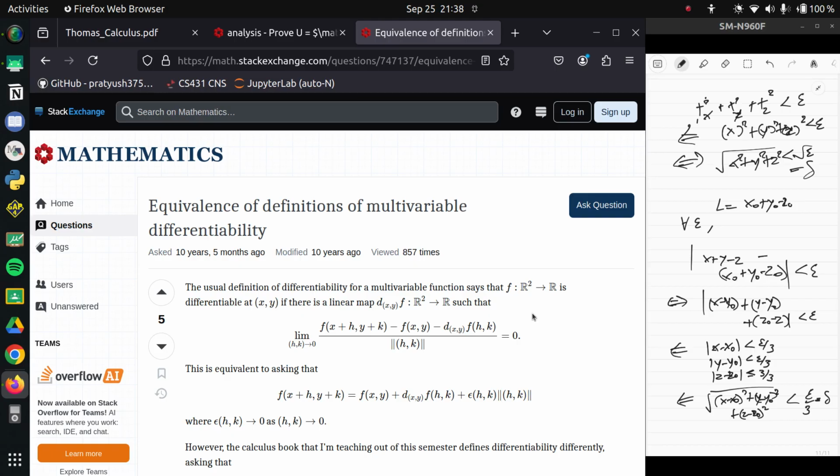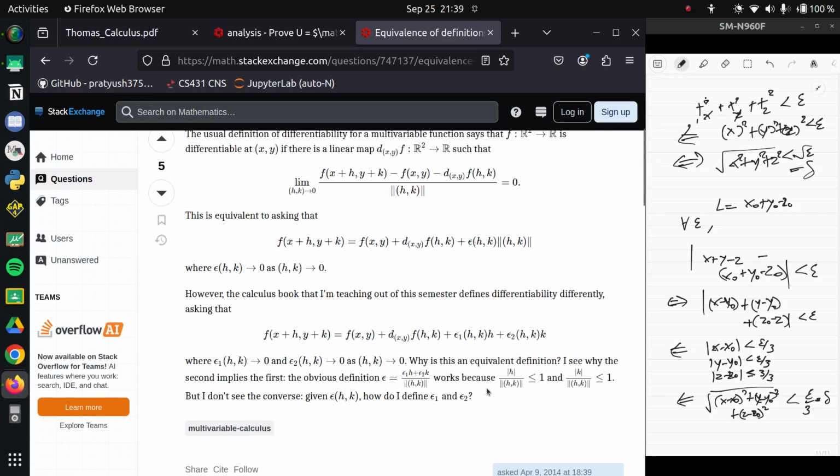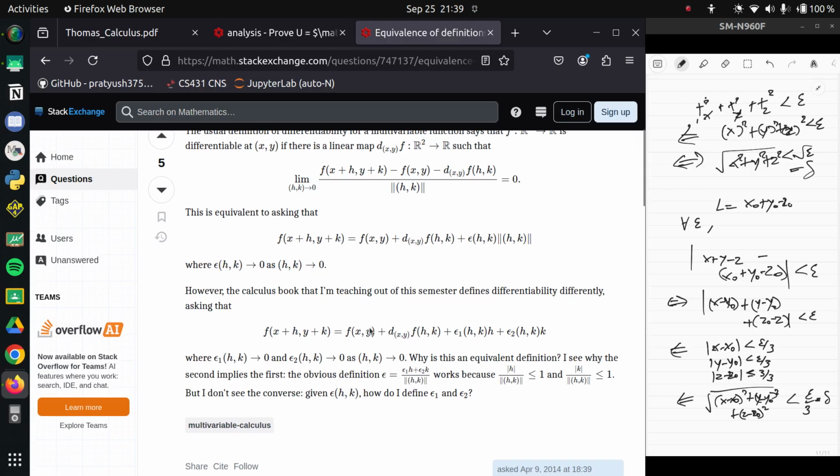Right. This is equal to saying that f of x plus h, y plus k equal to f of x, y plus. Right. So epsilon is a single value. It's not like epsilon minus 1. That's the thing. That's what I'm like. Yeah. However, the calculus book I'm teaching has this.